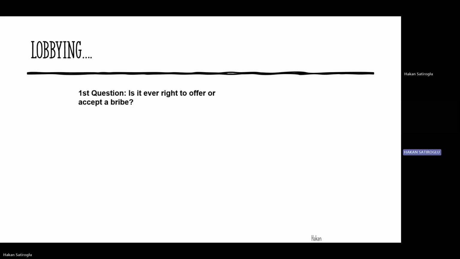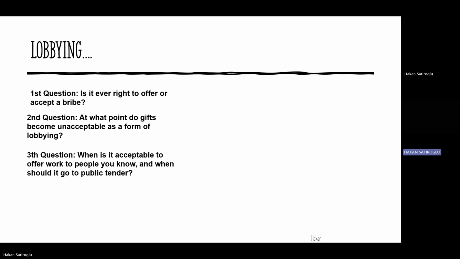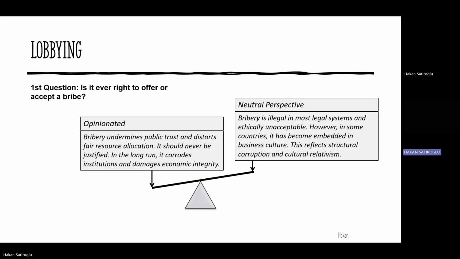I presume you did stop and read the case study. The first question is: is it ever right to offer or accept a bribe? The second question: at what point do gifts become unacceptable as a form of lobbying? The third one is: when is it acceptable to offer work to people you know, and should it go to public tender? I gave this one as opinionated and neutral perspectives.